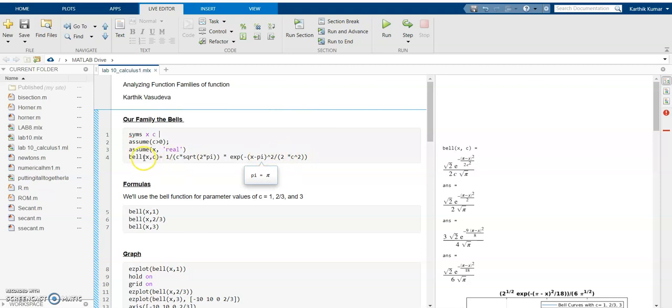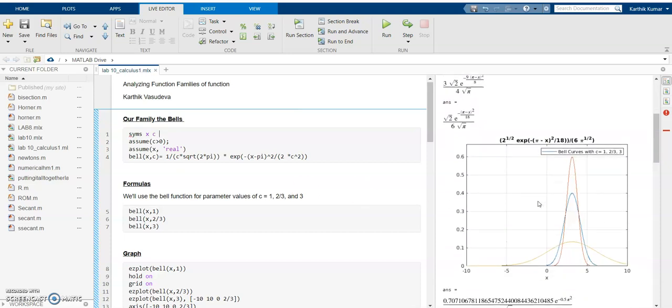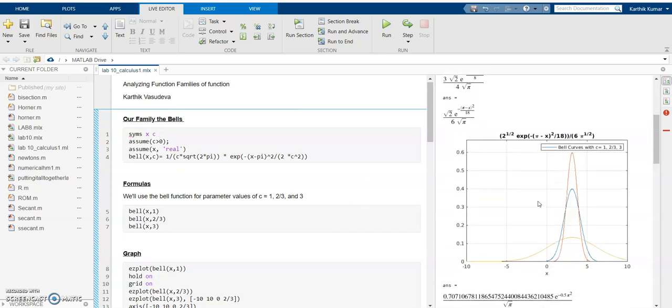And my bell of x comma c is a function of two variables, x and c, where x is an independent variable and c is a parameter. And that is the function. Now whenever you are given a function, out of curiosity, as mathematicians, we always do this. One thing we always do is look at how this function looks when we plot it.